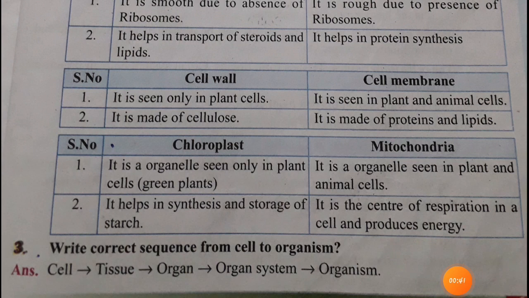Okay, children, see the third one. Write the correct sequence from cell to organism. Cell, tissues, organ, system, organism.